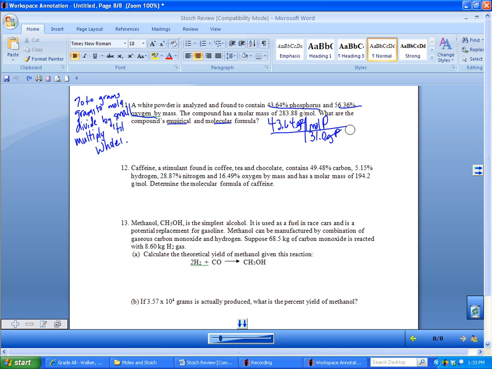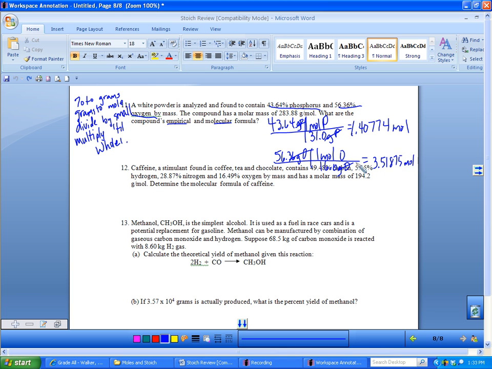So when I made that division occur, that was 1.40. I take quite a few decimal places because I don't know where I'm going to want to round off at the very end, and I don't round till the end. And then I said 56.36 grams of oxygen. Each 1 mole of oxygen is 16.0 grams of oxygen. So 56.36 divided by 16 gave me 3.51875 moles. Okay, I've got it in moles.